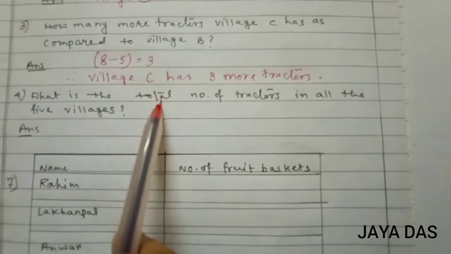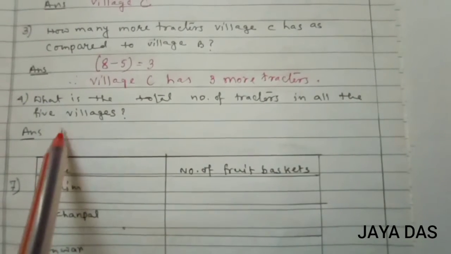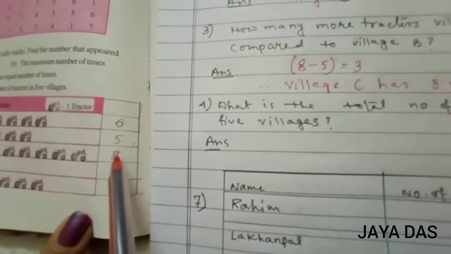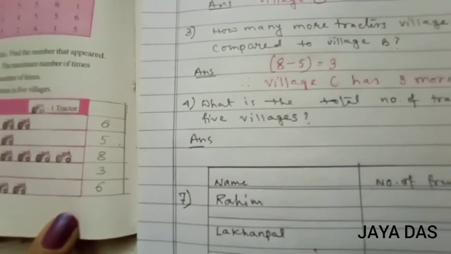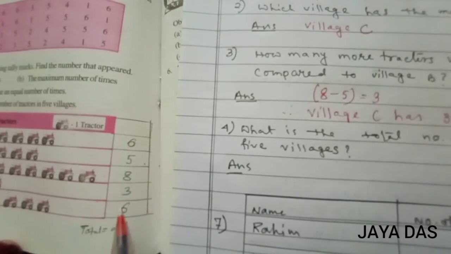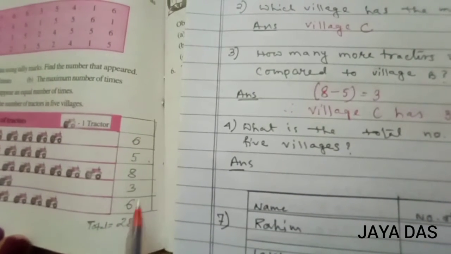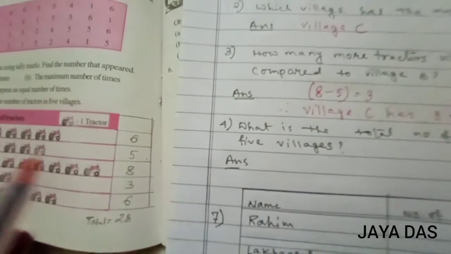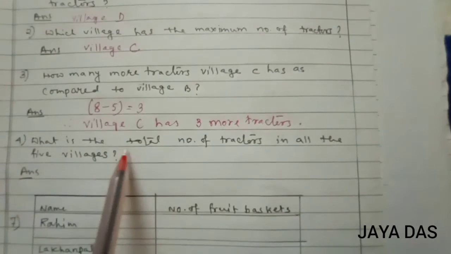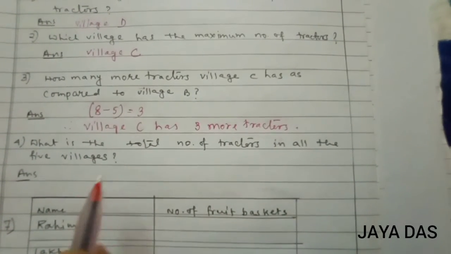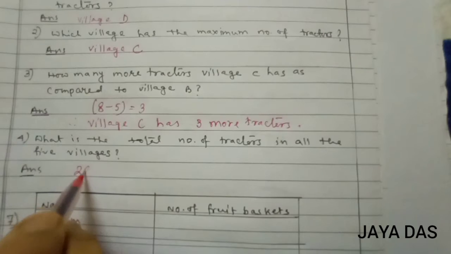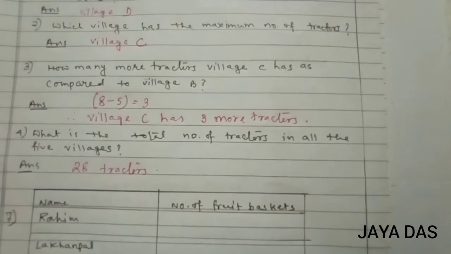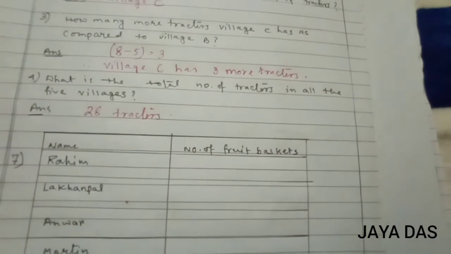What is the total number of tractors in all the 5 villages? That means you have to add all these. 6 plus 5 plus 8 plus 3 plus 6. Whatever number you get, it is 28. Whatever the result, you have to write here. What is the total number of tractors in all the 5 villages? The answer is 28 tractors. Understood?